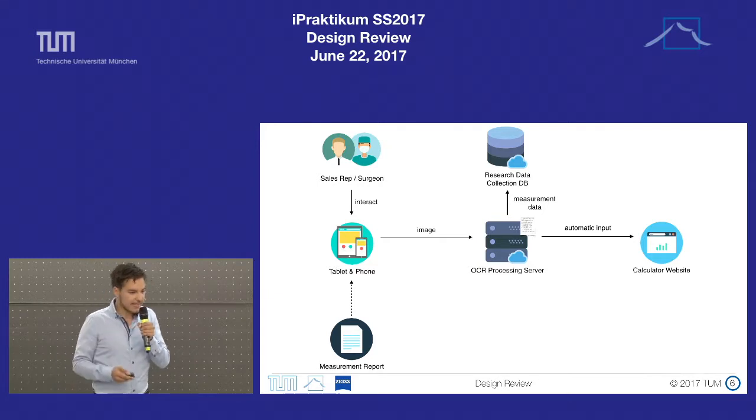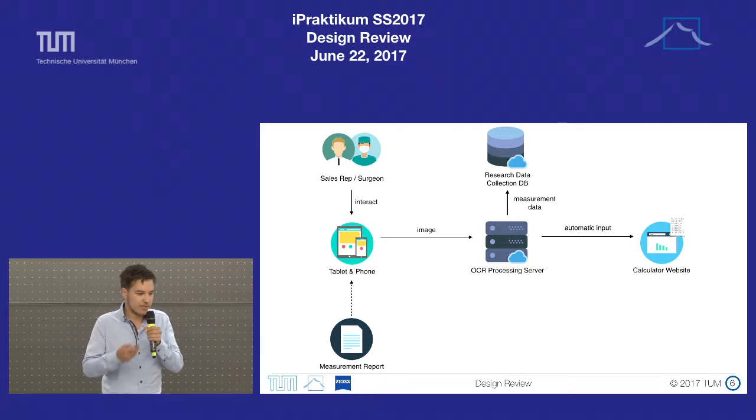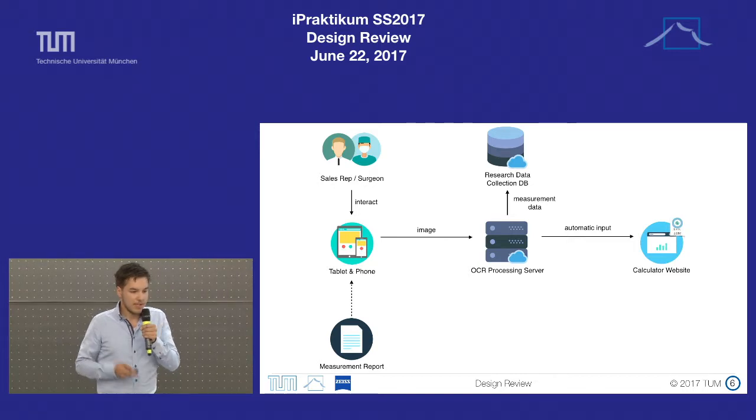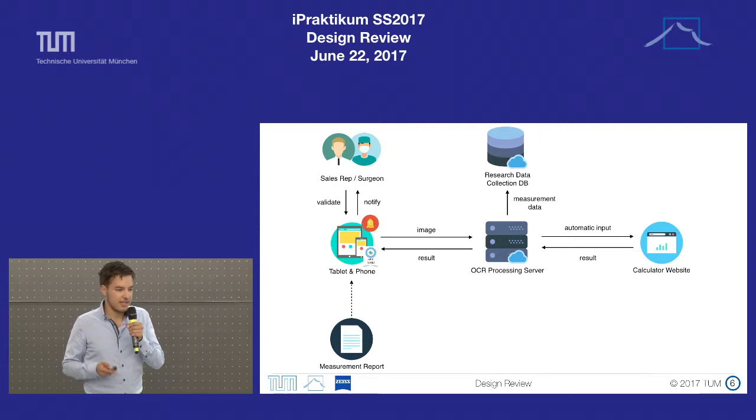We also automatically input the data into the calculator website. And now the website calculates the best suitable lens for our patient, or a suggestion for multiple lenses, out of a vast selection of possible lenses. Once we have the result, we return that back and display it on the device. We also then notify the surgeon that there is a new result available that he can validate. So if he's happy with the results, he validates it, and after that he can even immediately order the lens.